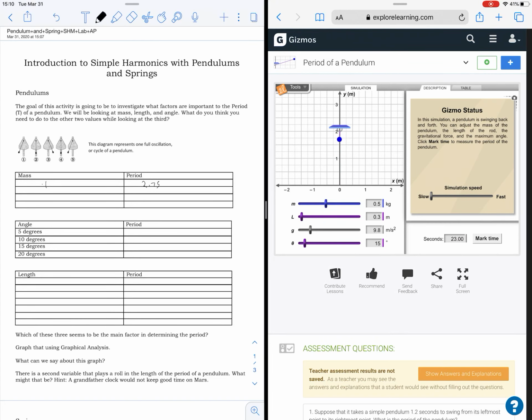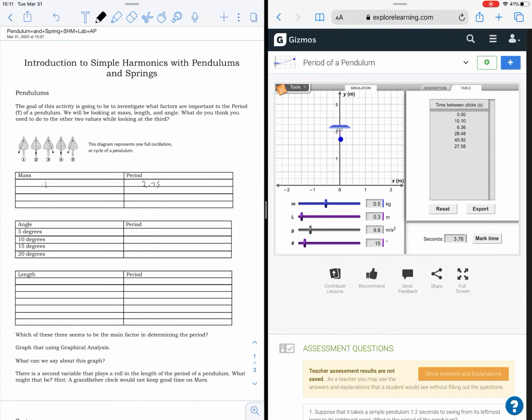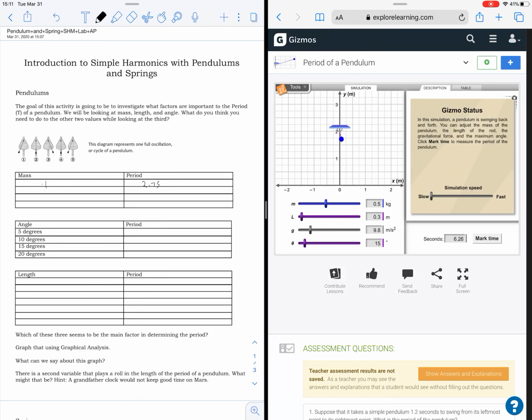And so you're going to do the length and find the period. Again, the way you're going to find the period is to wait till it gets up to the highest point. I'd set it on the slowest setting, wait till it gets to the highest point, and mark the time, and then wait till it gets back, and then look at what it says. And it doesn't have to be perfect, but, oh sorry, you can look at the table. Look at the table to tell you what the time is. That way you can speed it up.